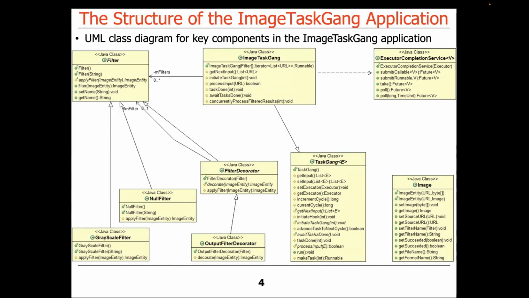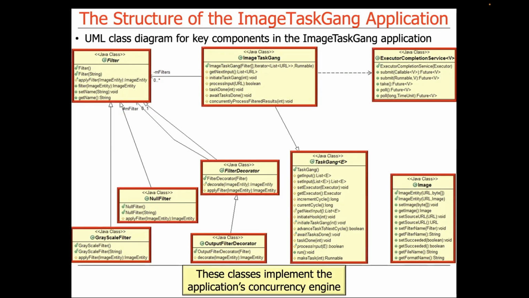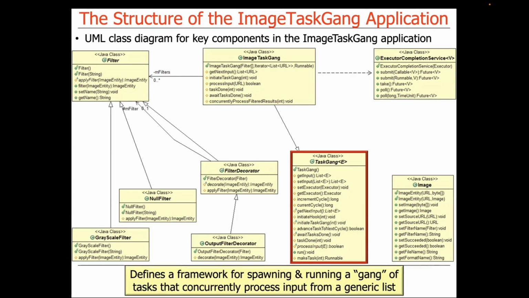We have a UML class diagram that shows the key components in this application. These are the classes that I've highlighted here that implement the application's concurrency engine. Those are the things we really care the most about. We'll start out with something called a TaskGang, and it defines a framework for spawning and running a gang of tasks that concurrently process input from a generic list.